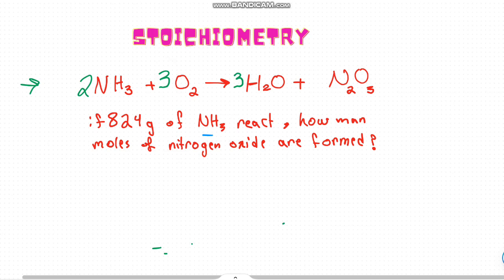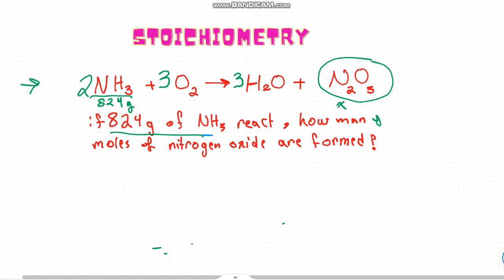If 284 grams of ammonia, directly while you're reading, underline the given information, underline it on the equation itself and write it underneath it. 284 grams of ammonia react, how many moles of nitrogen oxide? Circle the unknown and write X here. So the question is asking how many moles of nitrogen oxide are formed.